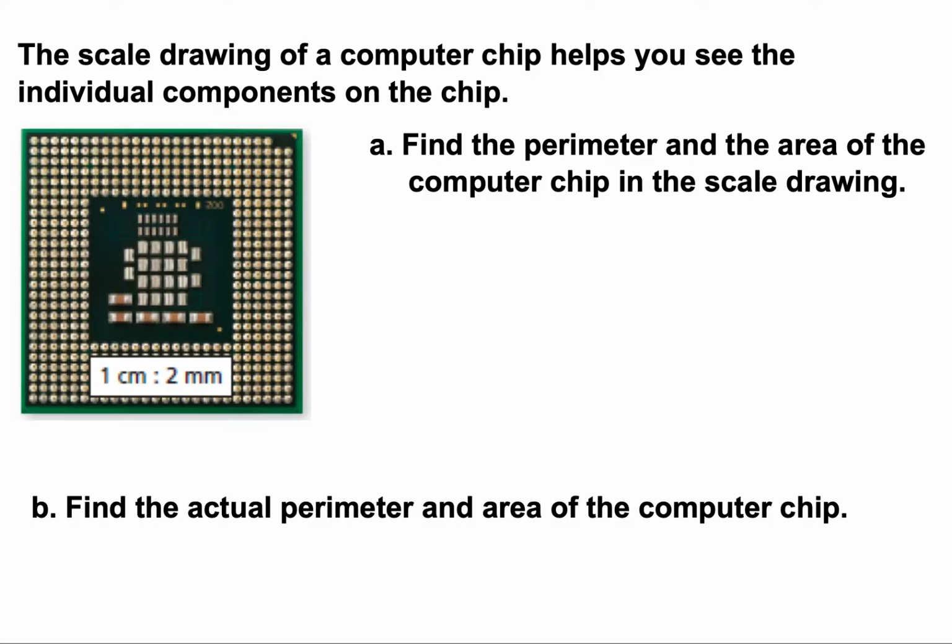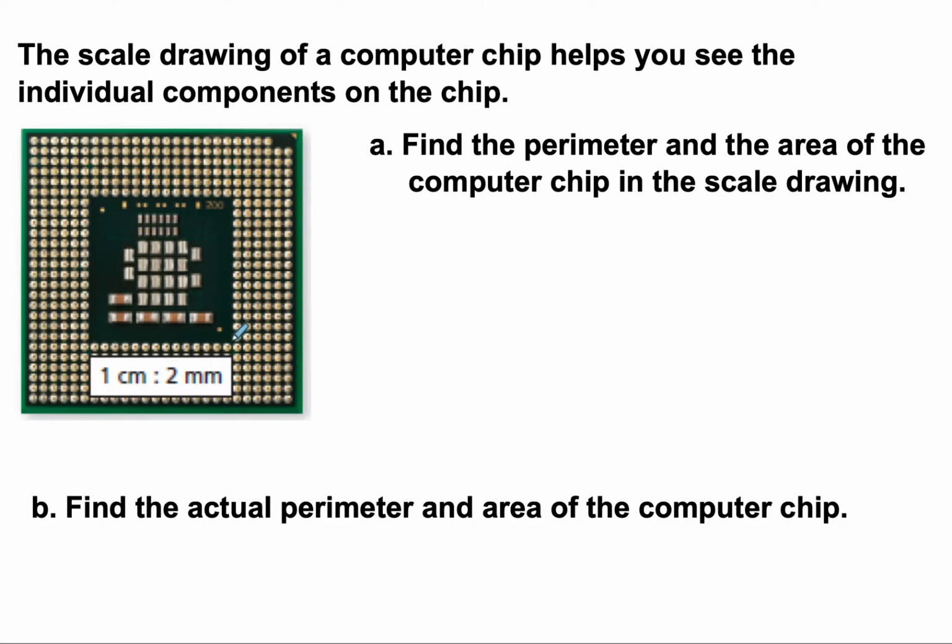All right, so let's take a look at this next one. It says the scale drawing of a computer chip helps you see the individual components on the chip. Part A says find the perimeter and area of the computer chip in the scale drawing. All right, so they tell us the picture here. 1 centimeter corresponds with 2 millimeters.